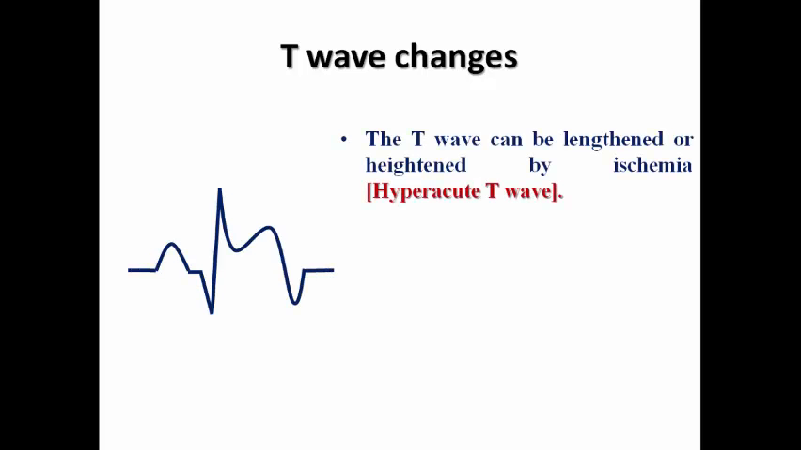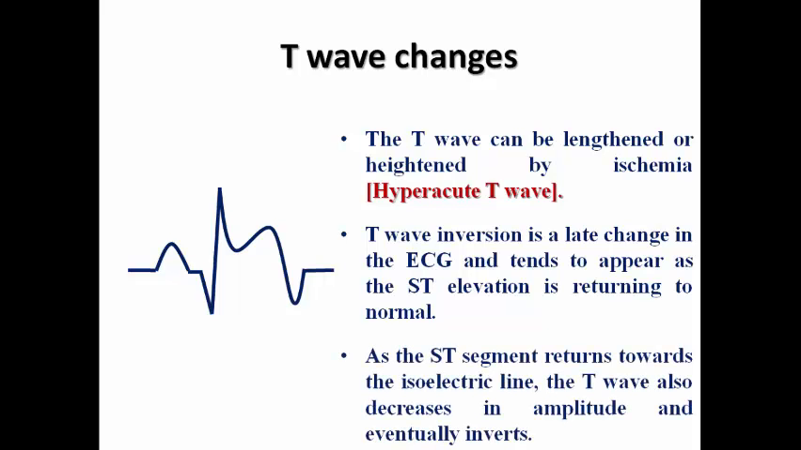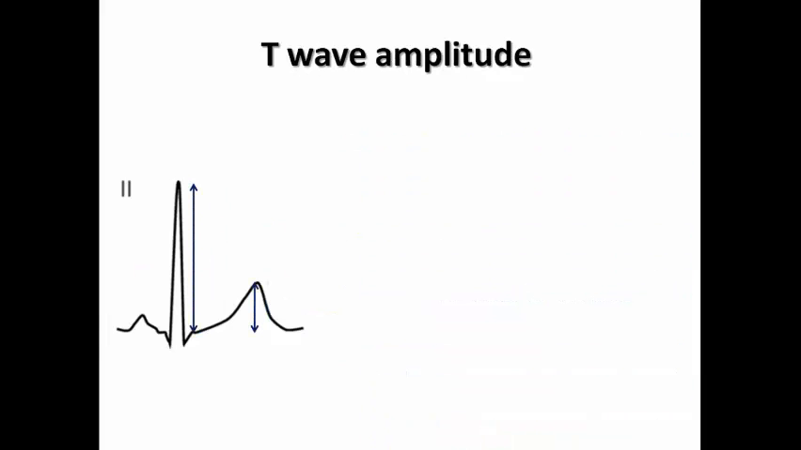Of course, we know that the T wave may be the earliest sign of STEMI. It can be enlarged or heightened by ischemia, leading to the appearance of hyperacute T waves, and then T wave inversion can be a late change in the ECG, tending to appear as the ST elevation is returning to normal or reducing in amplitude, and the ST segment returns towards the isoelectric line. Then the T wave can decrease in amplitude and eventually invert, and at last it may revert back to normal after many days. So T wave changes are one of the most important signs in ECG. We remind ourselves of the rules of T wave amplitude.